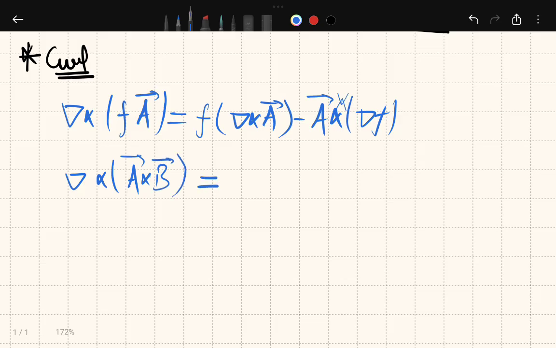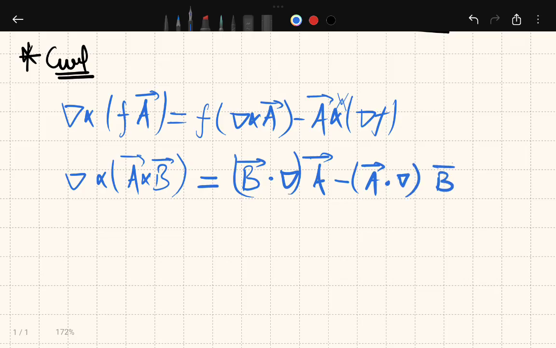Similarly we have one more formula in which we take out curl of A cross B vector, and in this case what we do is we take the divergence of B vector, and we take the divergence of A vector, multiply it with B vector, and we subtract B vector along with A vector. I hope it's clear to you.